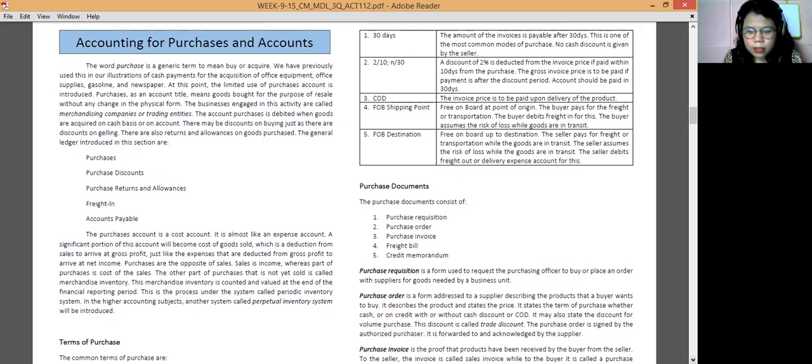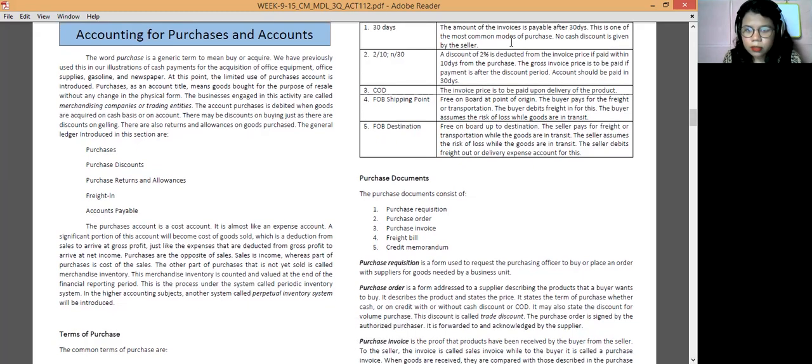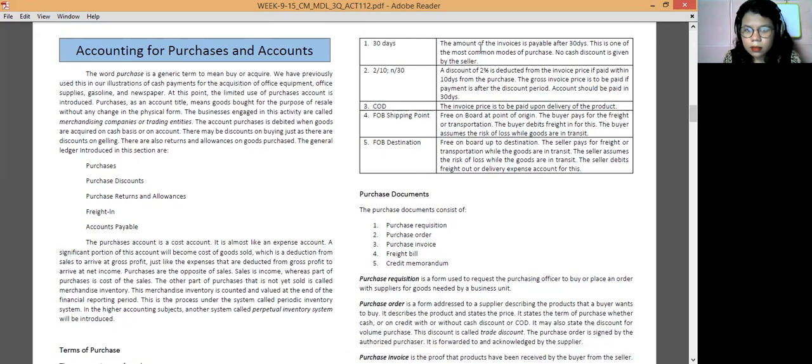Terms of purchase, the common terms, ito siya. 30 days, the amount of invoices is payable after 30 days. So, N over 30. So, ito po yun. Pag naghahanap na tayo ng mga suppliers natin, may terms and conditions tayo na tinatawag. So, ito yun. Nasa sayo kung ano yung gusto mong i-avail.